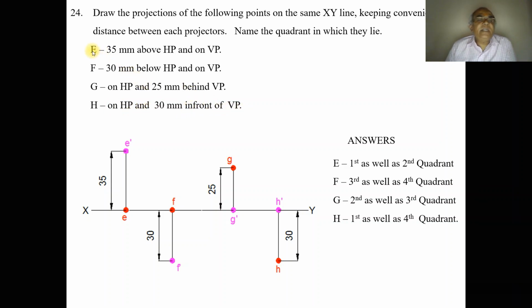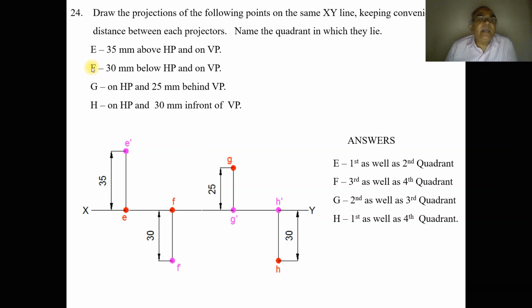So when you consider the first condition, capital E is 35 mm above HP and on VP. Since it is on VP, obviously we cannot take the decision. We have to go for this above HP. Where are you going to get the above HP? Above HP will be there in the first quadrant as well as in the second quadrant. Therefore, above HP and in front of VP is the first quadrant. Above HP and behind VP will be in the second quadrant. But the problem says it is above HP and on VP. Obviously, capital E lies in the first as well as the second quadrant. This is how we have to analyze it.